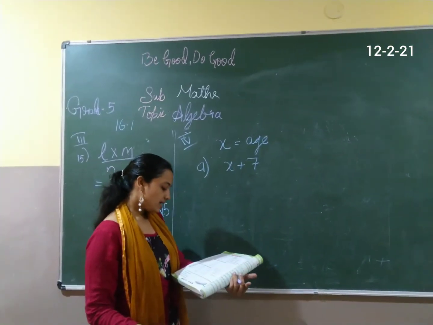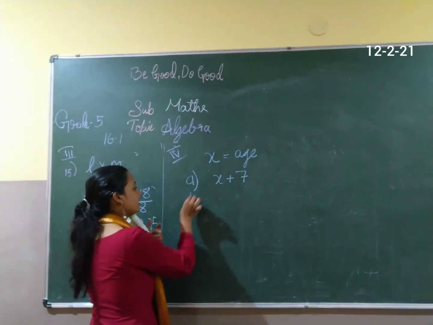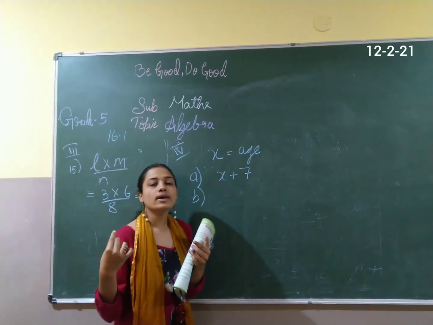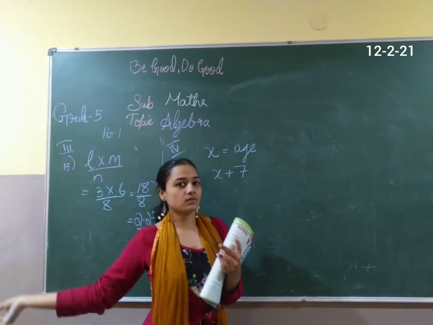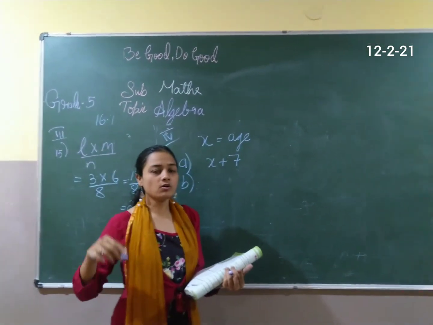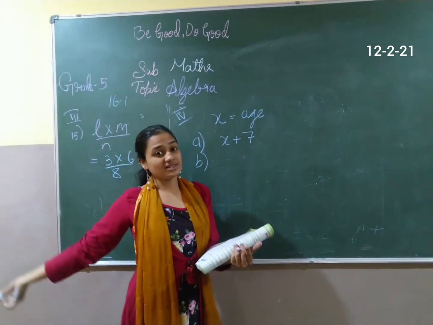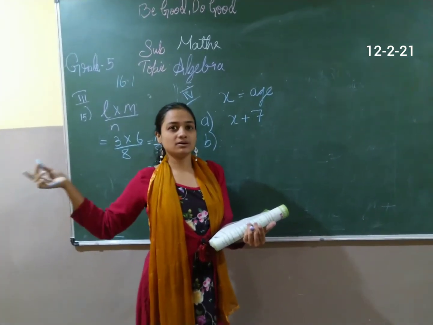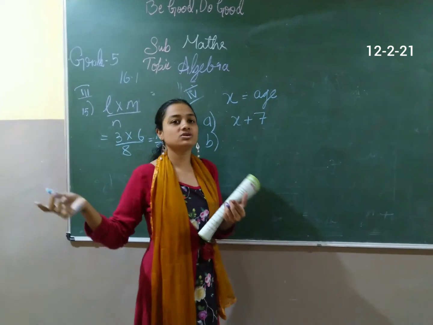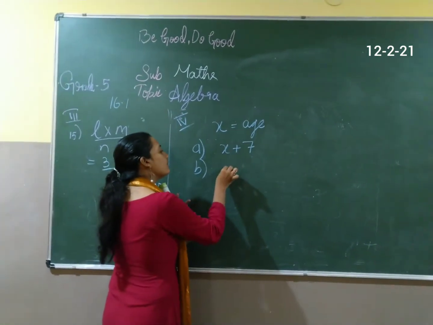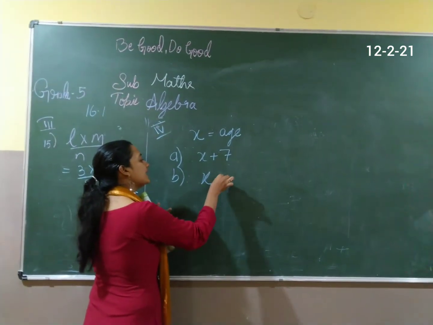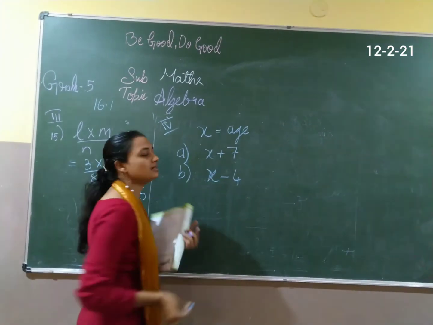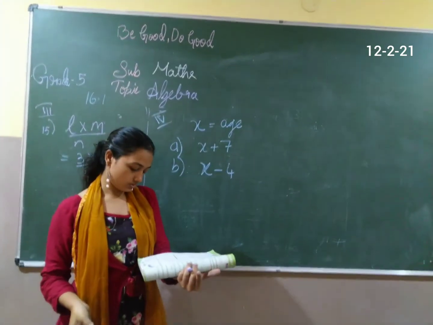Similarly, the next one, 4 years ago. Ago means you should go backwards. If my age is X now, what was my age previously? Before 4 years, what will be my age? It will be X minus 4.